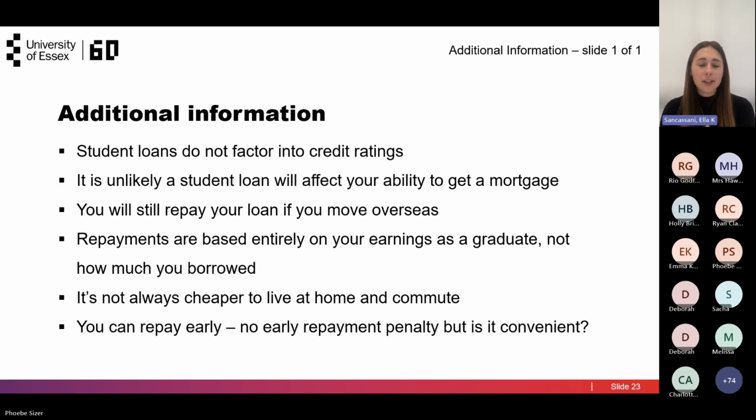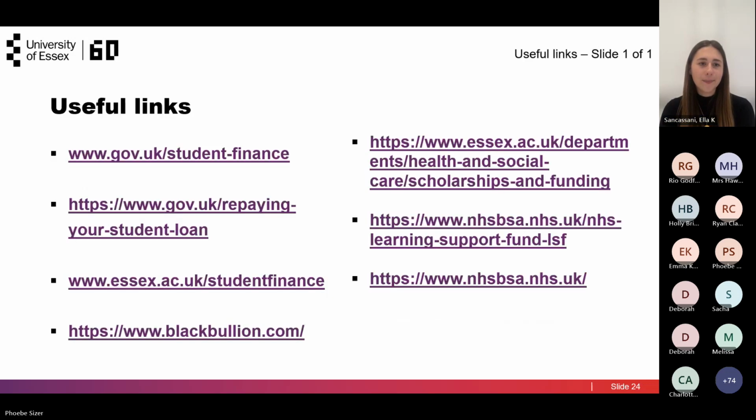And then if they decide to repay their student loan early, that is fine. They can do so if they're in a position to do that. But they might find that it's more convenient to pay it back monthly based on their earnings instead. So it's something to think about. There's no early repayment penalty, but is it convenient? So it's something to bear in mind as well.